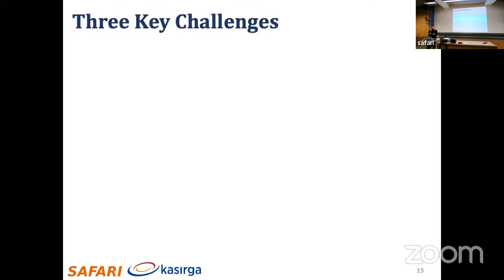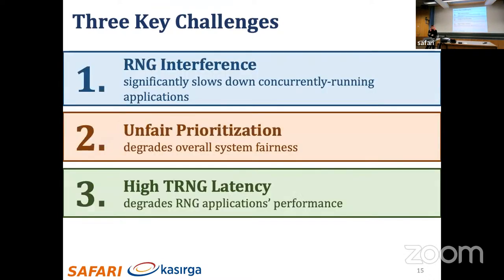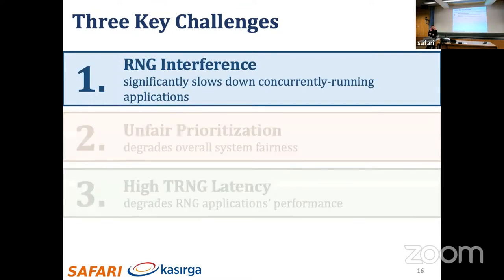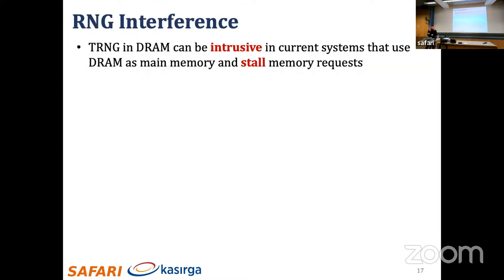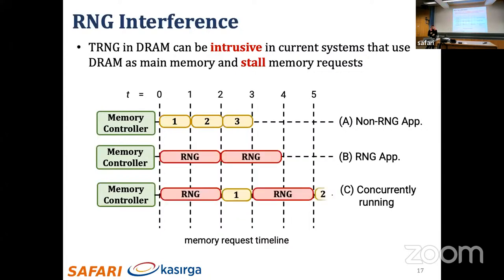We identify three key challenges for integrating DRAM-based TRNGs into a baseline RNG-oblivious real system: RNG interference, unfair prioritization, and high TRNG latency. Let's talk about the RNG interference. True random number generation in DRAM is time-consuming, and it can be very intrusive in a system that uses DRAM as main memory. Let's look at memory request scheduling timelines of non-RNG and RNG applications when executed alone, and the timeline where they are executed concurrently on a system that uses DRAM-based TRNGs.